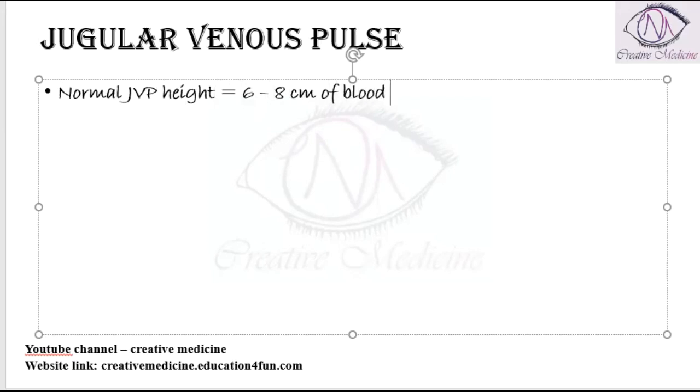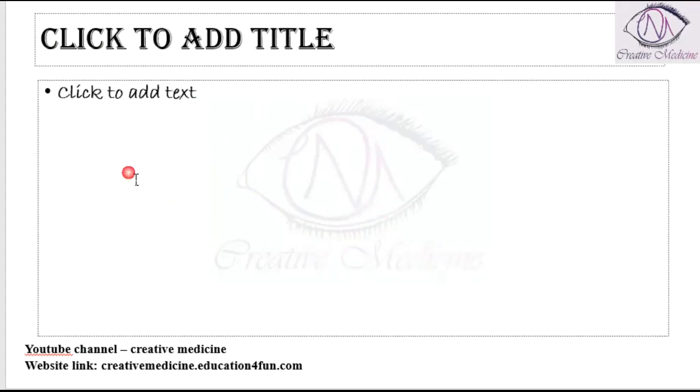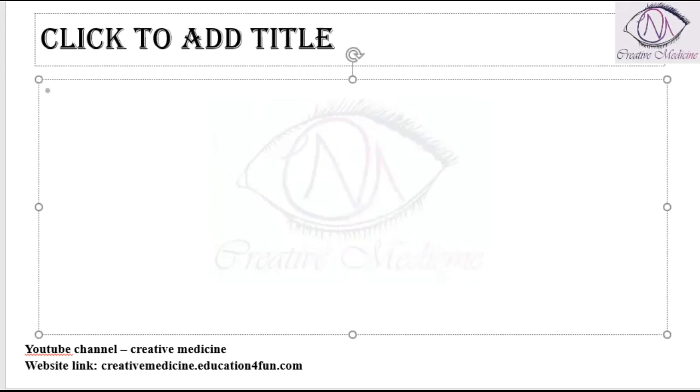So in the jugular venous pulse, we have a total of 5 waves: A wave, C wave and V wave. So this is A wave, C wave and V wave. We have X descent and we also have Y descent. So this is the jugular venous pulse. So what does A wave signify?